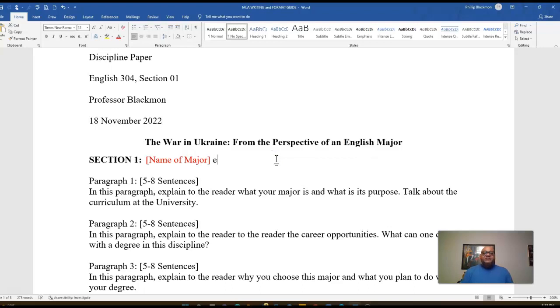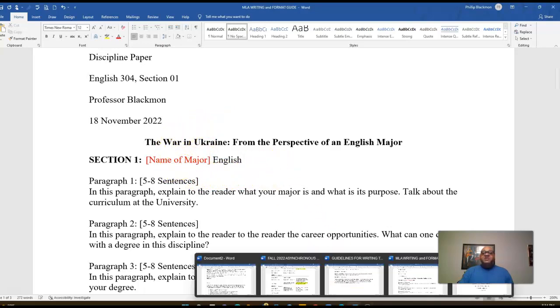English major. English, if I can spell English. English major, or I can just put English. It doesn't matter. I'm just going to put English, right? So keep your section headings.